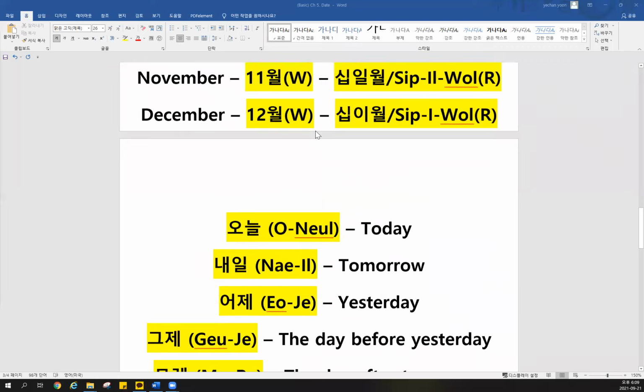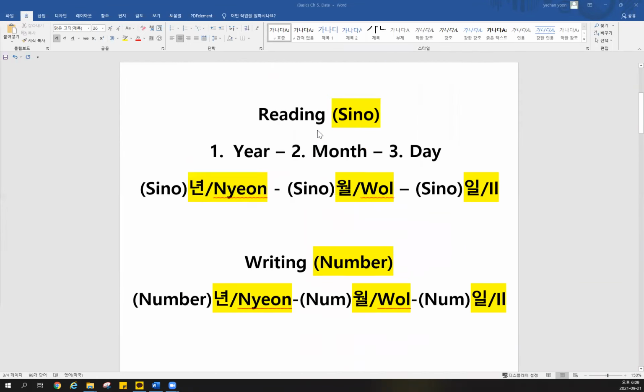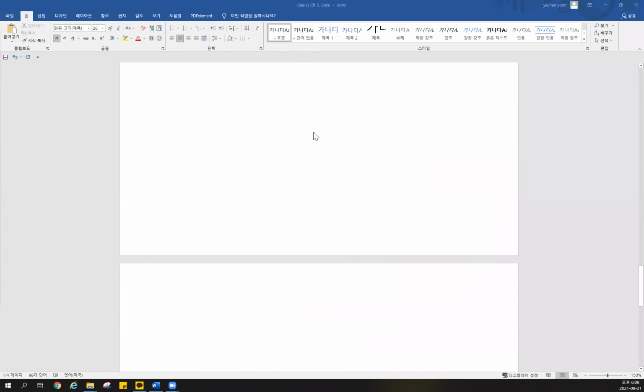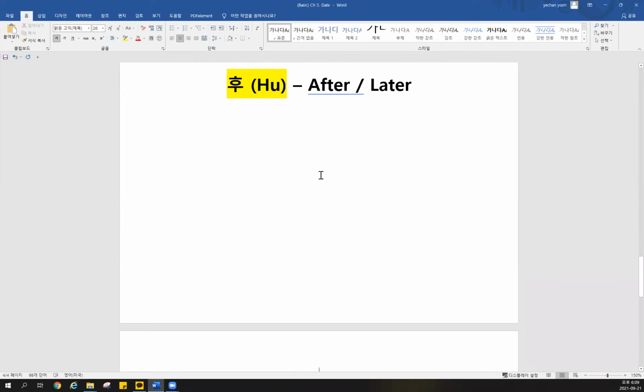Practical class. Okay, so we already learned about this one. So since we already can, I believe we can write down the date. Let's try with today's date: 2021, September 21st. How can we say it? With the writing, it's gonna be easy.